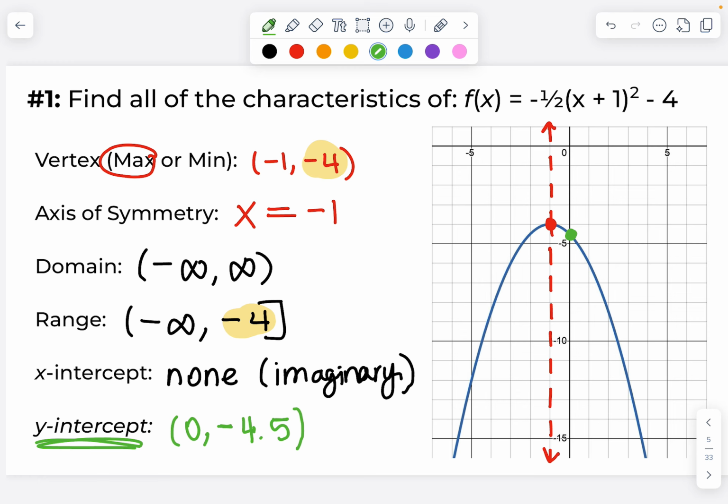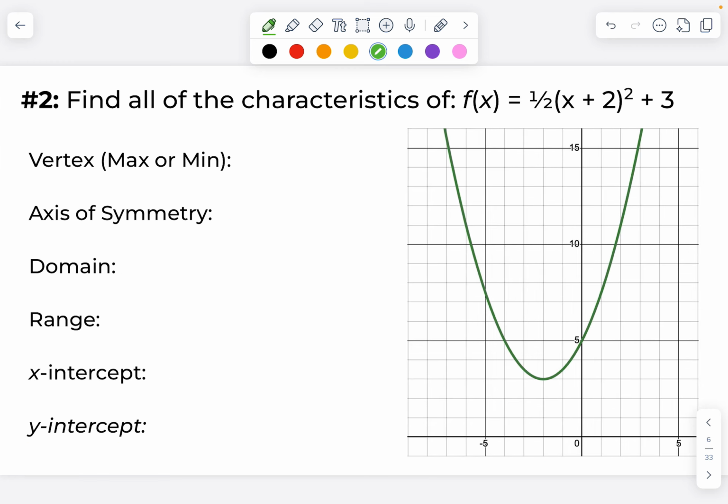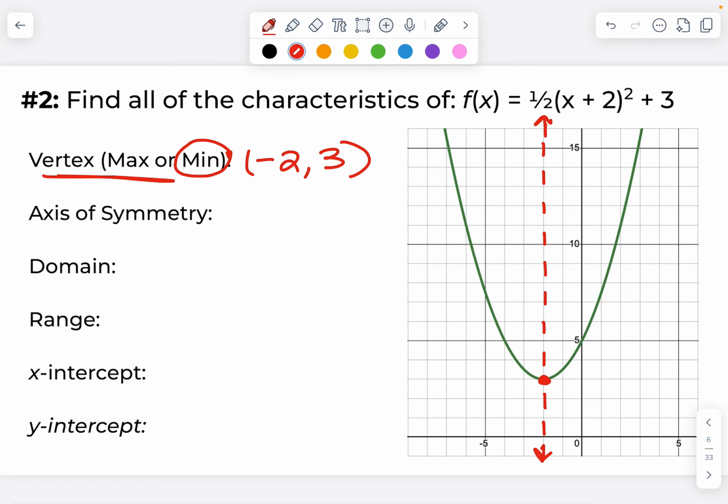Let's look at another example. For this one, we're going to go through the same kind of stuff. Our vertex, again, is either that min or that max value, and in this case, we have a minimum. This point is at -2 and then up 3. So that is the vertex for this one. This is my axis of symmetry, going through the x value of my vertex, so it's at x equals -2.